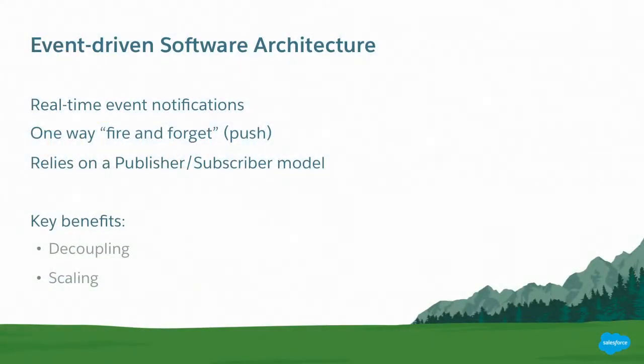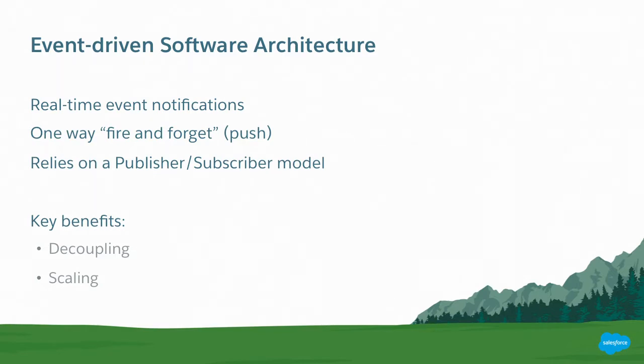So what is an event-driven software architecture? As its name implies, it's something that has to do with events. Now, the interesting part about event-driven architecture is that it's real-time. The events that we are sending to different subscribers and receivers are being sent in real time, so this is something that allows us to scale.